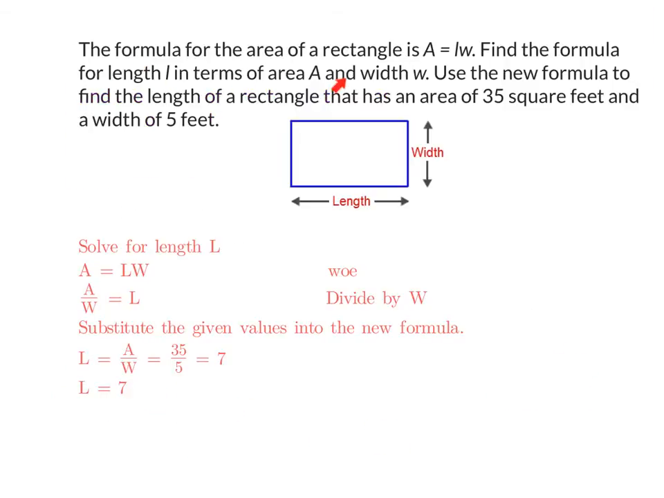So here we have the formula for the area of a rectangle, which I showed you in the picture before. It was A equals LW. Now it wants you to find the formula for length L in terms of area A and width W. Use the new formula to find the length of a rectangle that has an area of 35 square feet and a width of 5 feet. So this is exactly what we just did, just a little bit neater here. We're going to solve for length L, and we have, again, A equals LW.